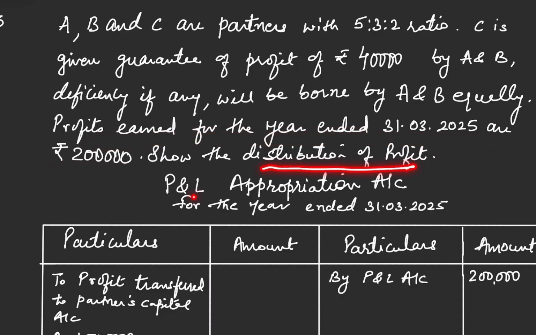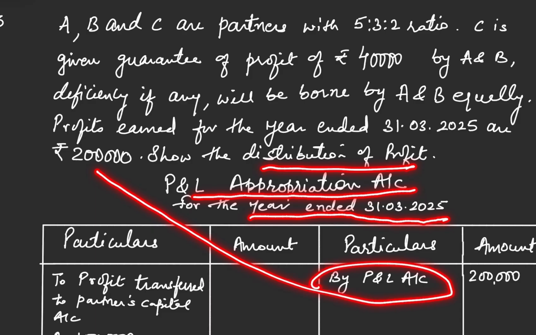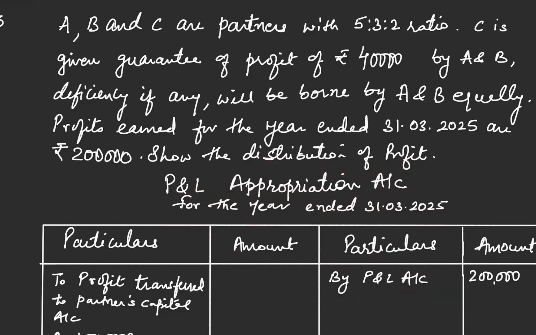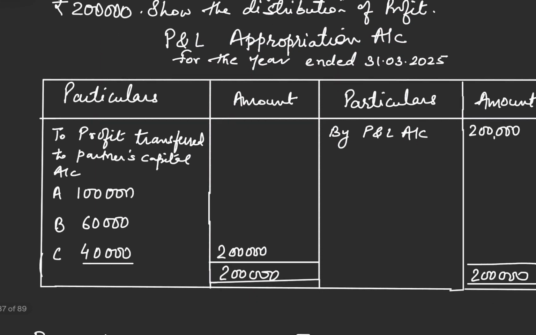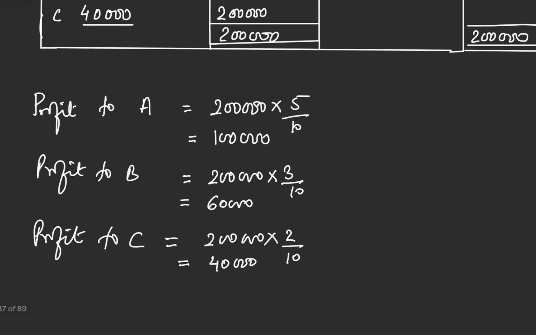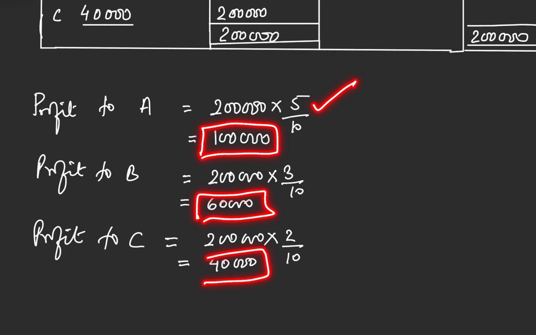So for showing the distribution, we have to prepare the profit and loss appropriation account for the year ended 31st March 2025, transferring the profit here by profit and loss account, 2 lakh. If we distribute the profit between A, B and C in the ratio 5:3:2, this is how we are distributing: A gets rupees 1 lakh, B gets rupees 60,000 and C gets rupees 40,000.